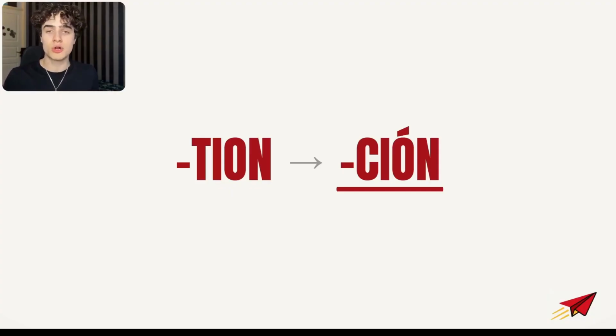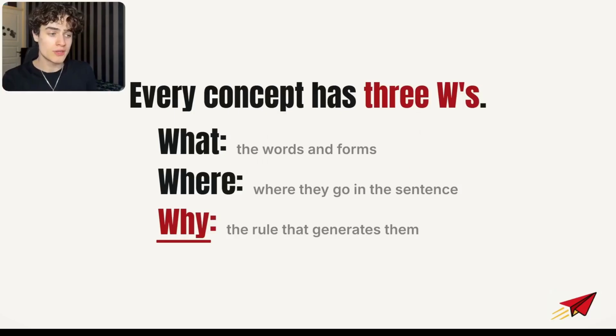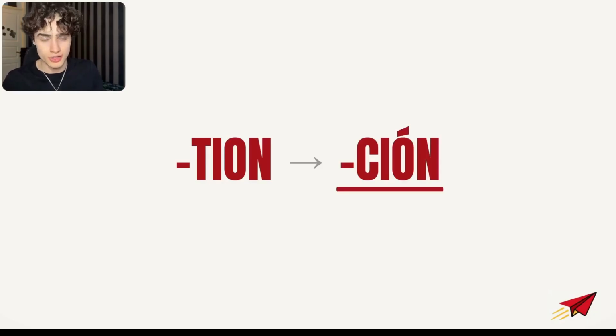And so now I call this idea of learning grammar with leverage the 3 W's. And those are what the words are, where they go in the sentence, but then the why, the rule that creates them, okay? And so that is what we're trying to learn here. For the language nerds, they all know it as cognates, right? But no need to know the technical name for it.